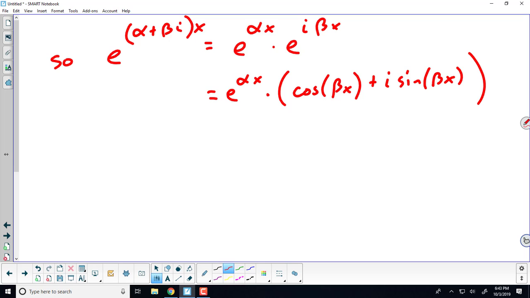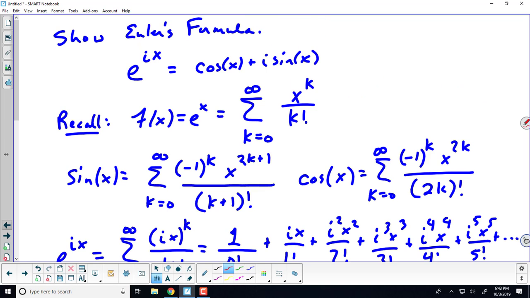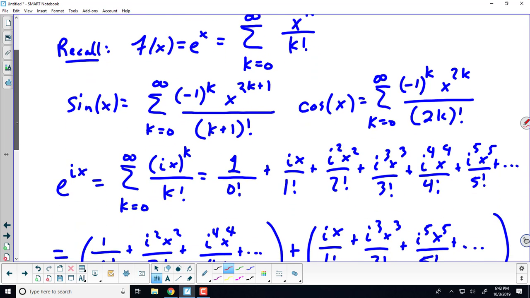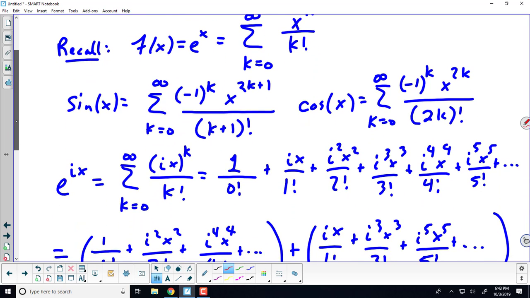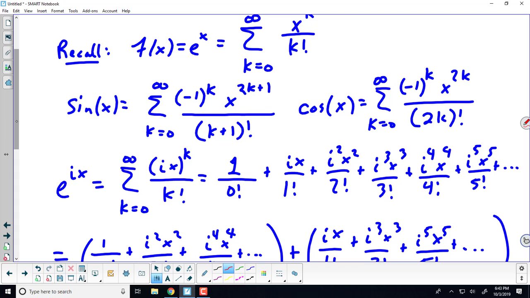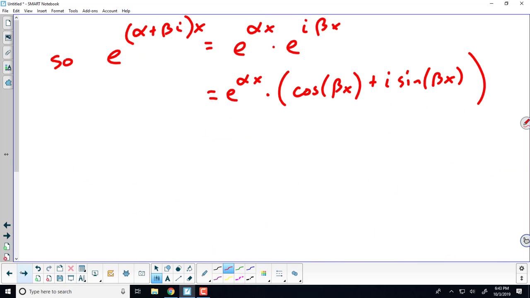Isn't sine the even function though? No, sine is odd. One way to see that sine is odd is that the power series representation for sine has only odd degree polynomials. So if you put in a negative x, you can always factor a negative out of that. Yeah, great question.